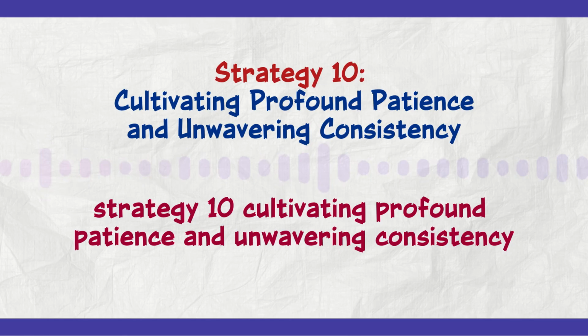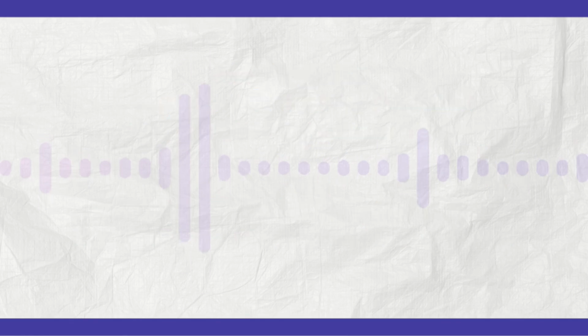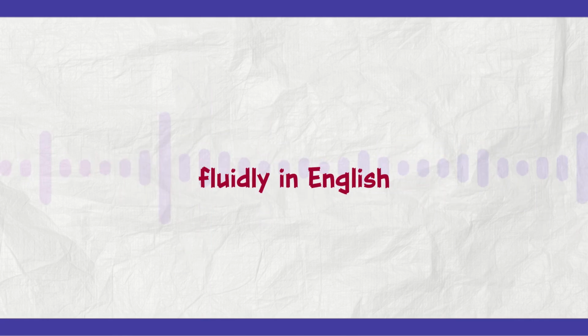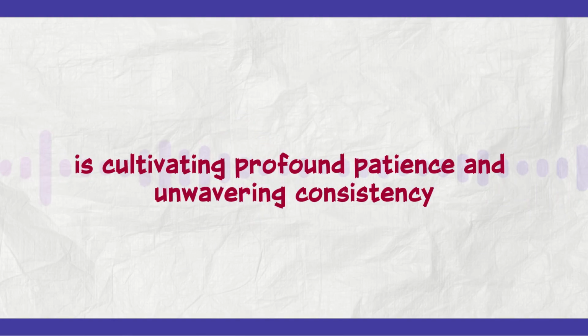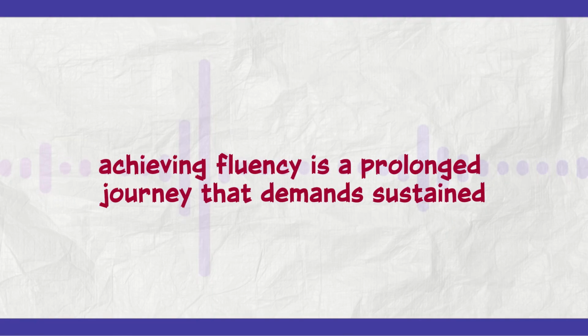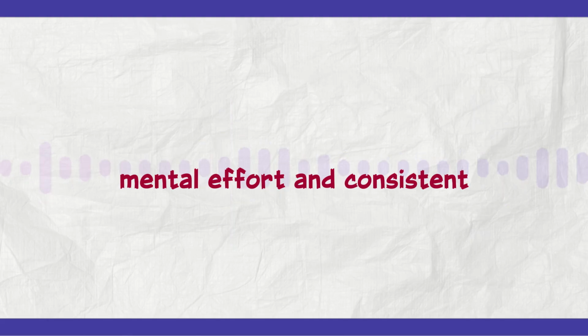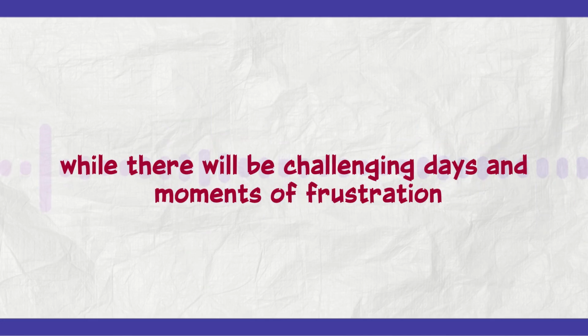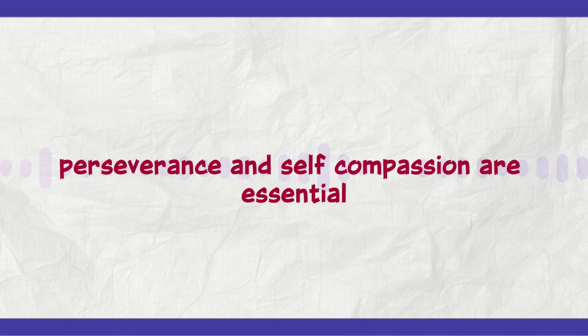Strategy 10. Cultivating profound patience and unwavering consistency. The final overarching principle for sustained success in thinking fluidly in English is cultivating profound patience and unwavering consistency. Achieving fluency is a prolonged journey that demands sustained mental effort and consistent training, similar to mastering a musical instrument or sport. While there will be challenging days and moments of frustration, perseverance and self-compassion are essential.